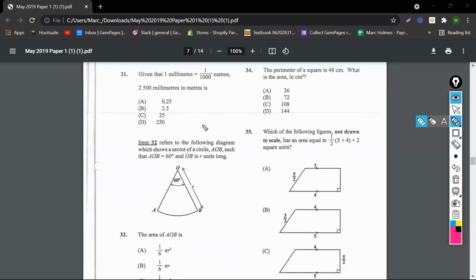So guys, it says here, given that 1 millimeter is 1 over 1,000 meters, 2,500 milliliters is 2,500 over 1,000, which is 2.5. So the answer is B. This one is very easy. 25 divided by 10 gives you 2.5. It's a ridiculously easy question.